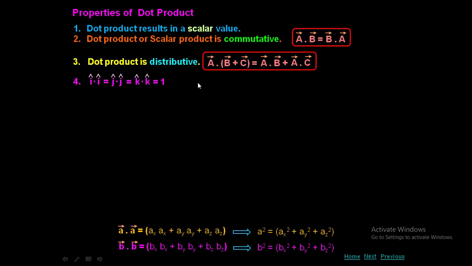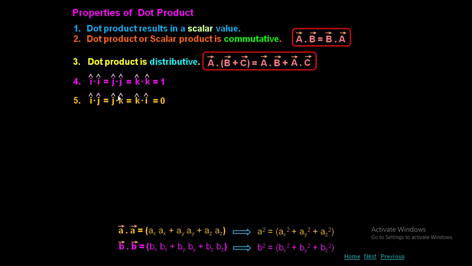Now this is the most important property. i bar dot i bar is equal to j bar dot j bar is equal to k bar dot k bar is equal to 1. This is nothing but the dot product of parallel vectors. Both i cap and i cap are parallel vectors. What is the angle between parallel vectors? 0 degree. So i bar represents a unit vector. Its magnitude is 1. 1 into 1 into cos 0, which is nothing but again 1. So that's the reason i bar dot i bar is equal to j bar dot j bar is equal to k bar dot k bar equal to 1.